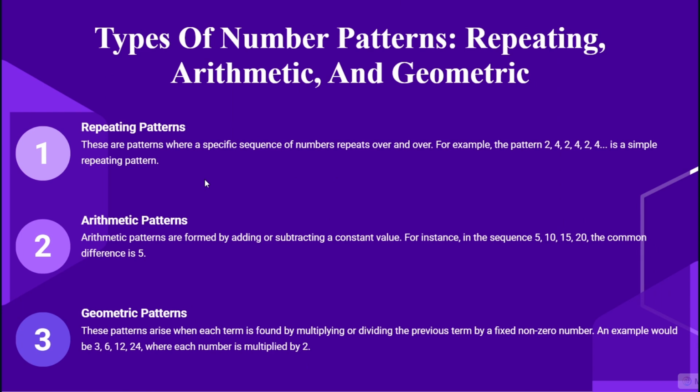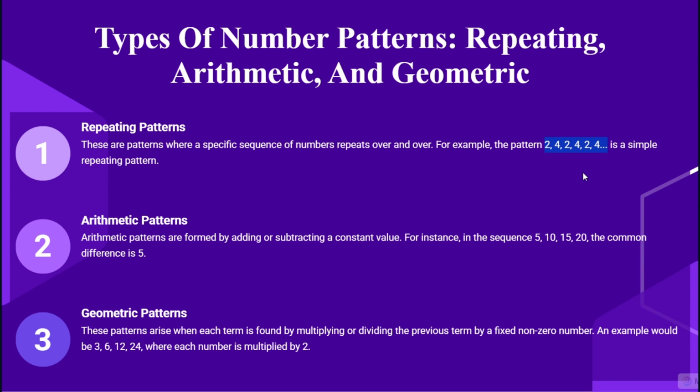Now we're going to talk about different types of number patterns: repeating, arithmetic, and geometric. First let's talk about repeating patterns. Let's take this pattern as an example: 2, 4, 2, 4, 2, 4. Here we can identify that the same terms are repeating over and over again. The repeated terms are 2 and 4. Therefore, we can say that this pattern is a repeating pattern.